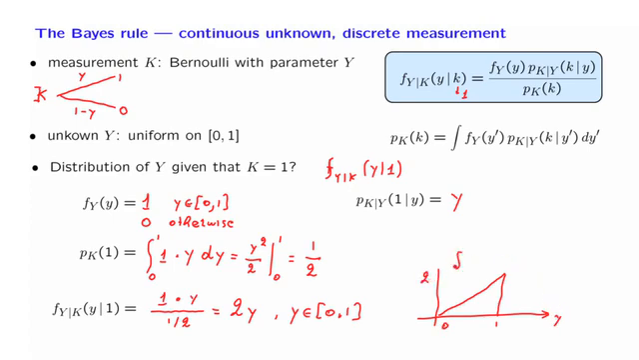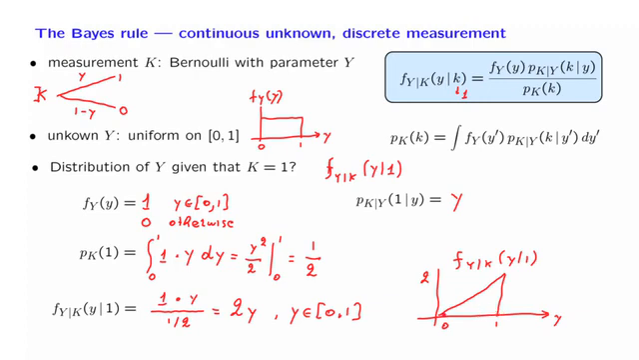This is a plot of the PDF of y given that the random variable k takes on the value of 1. Initially, we started with a uniform for y, so all values of y were equally likely. But once we observed an outcome of 1, this tells us that perhaps y is on the higher side, on the higher end rather than the lower end. So after we obtain our observation, the random variable y has this distribution, with higher values being more likely than lower values.